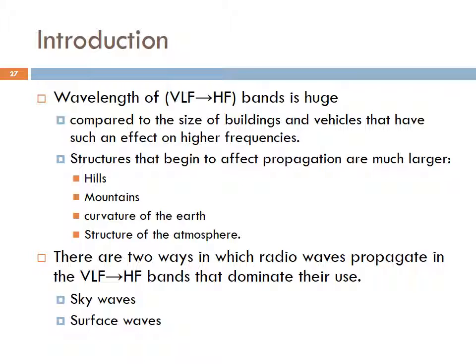Basically, frequencies below 30 MHz are also subject to the same propagation effects of reflection, refraction, diffraction, and scattering, but the observed behavior in this part of the spectrum is quite distinct. As you move down in frequency through the HF and MF bands, the wavelength becomes huge compared to the size of buildings and vehicles that have such an effect on higher frequencies. So the structures that begin to affect propagation are much larger, such as hills, mountains, even the curvature of Earth and the structure of the atmosphere.